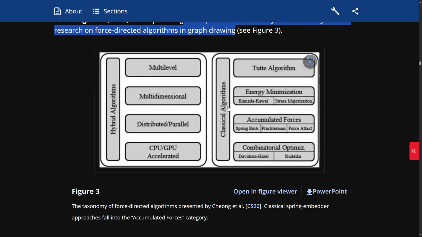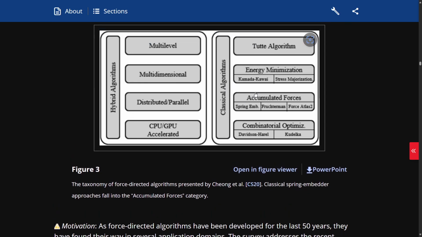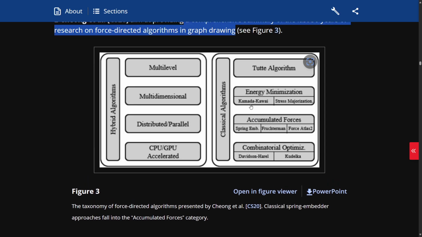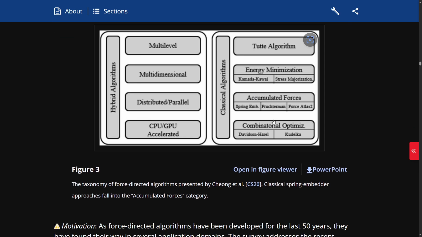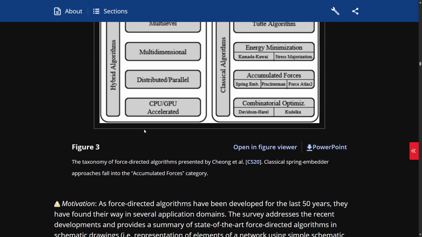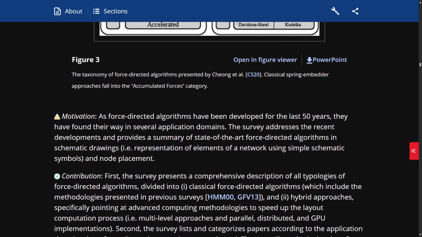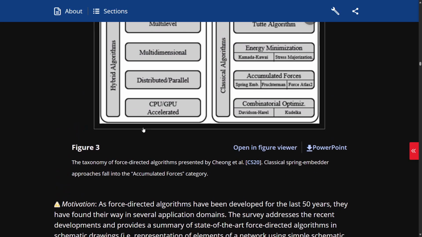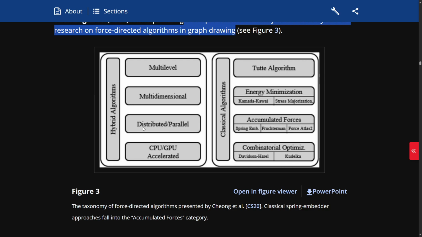Motivation. As force-directed algorithms have been developed for the last 50 years, they have found their way into several application domains. The survey addresses the recent developments and provides a summary of state-of-the-art force-directed algorithms in schematic drawings, i.e. representation of elements of a network using simple schematic symbols, and node placement.